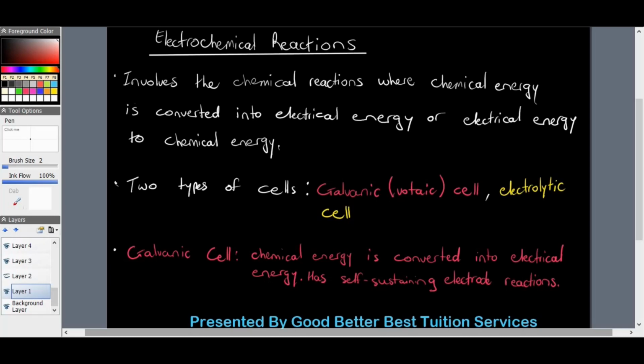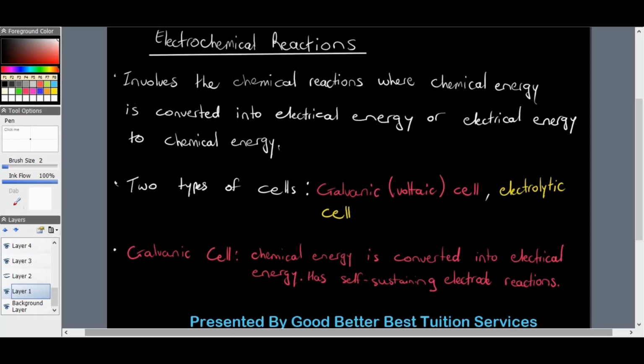Now, there are two types of cells that deal with these electrochemical reactions. The one being the galvanic or voltaic cell, and I misspelled that, by the way. Let me just correct myself: it's just an L there, voltaic, because there is a presence of a voltmeter. It's more commonly referred to as a galvanic cell, as well as the electrolytic cell. You may or may not have heard these two terms before.